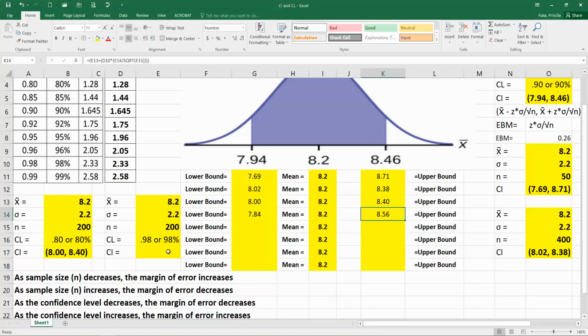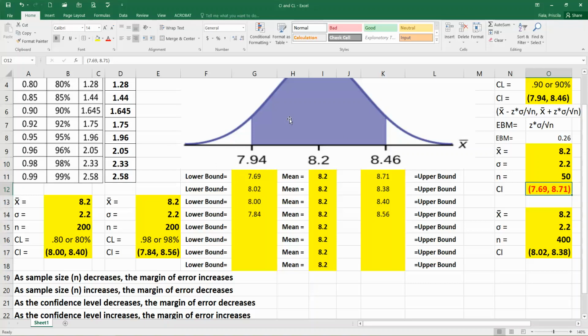And therefore your confidence interval would be between 7.84 and 8.56, which is actually much worse. You expect to be closer to the mean, which is much worse than at 90%. So let's see which one out of all this is really the worst case scenario. It's right here, where I kept my same confidence level, but I decreased my sample size. Look how much further you went from the mean.